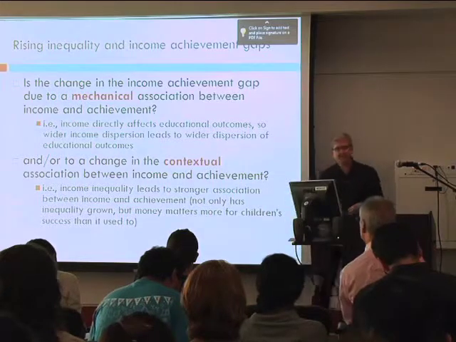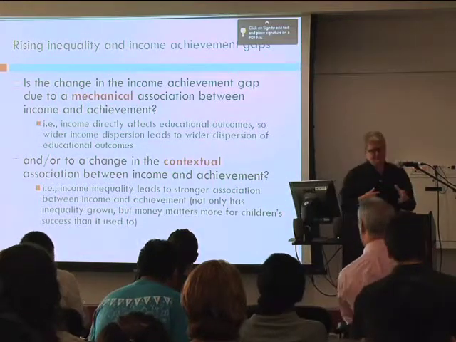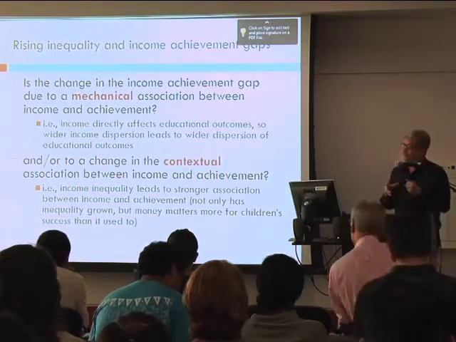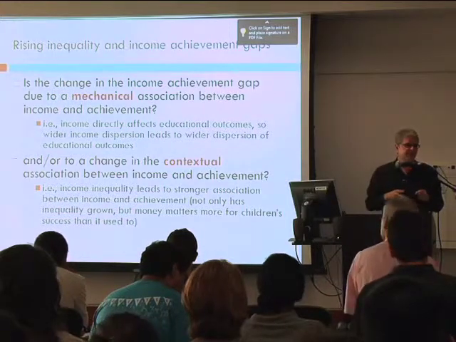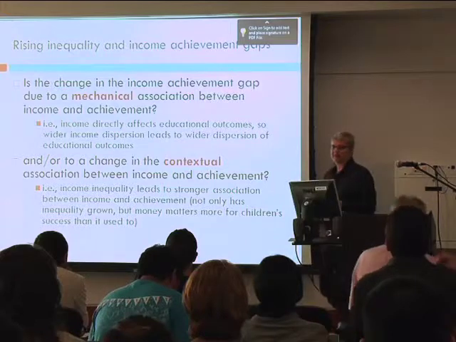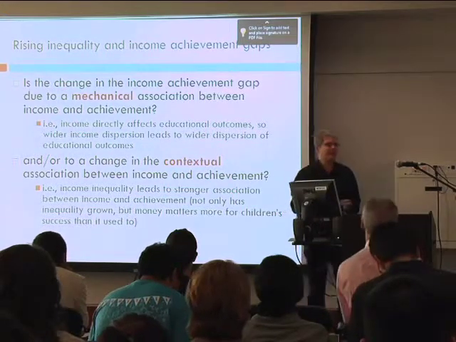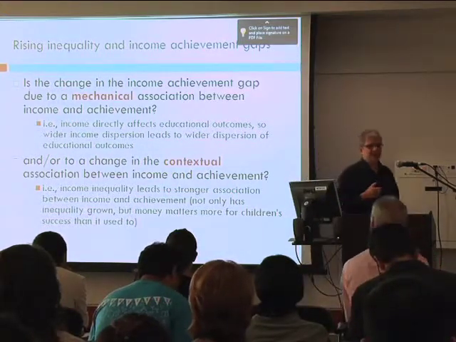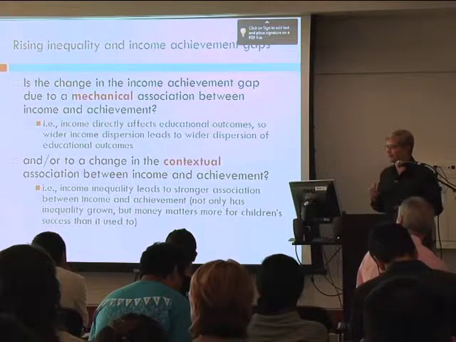But another possibility is that it's not just that the rich have more money relative to the middle class and the poor than they used to, but that money matters differently than it used to. That having money is more important somehow in shaping kids' academics and educational success than it used to be.